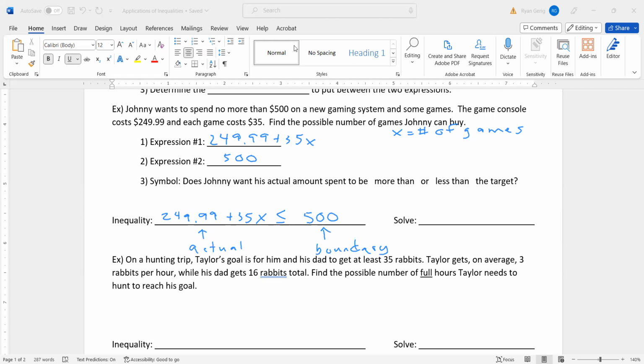So now we're going to solve this. 500 minus 249.99 is 250.01. It's on that side. So I got 35x. So I'm going to divide by 35. And I get a disgusting number. And that's where this gets a little tricky. It's x is less than or equal to 7.14, blah, blah, blah, blah, blah. It's a big decimal.